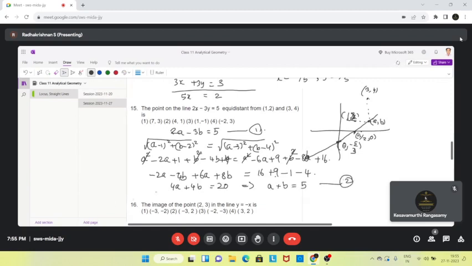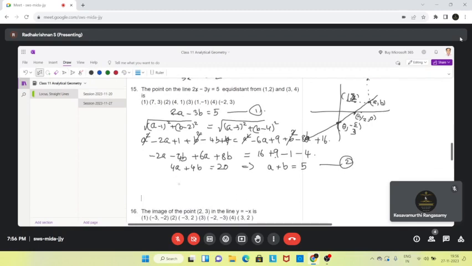So now we got one equation based on the fact that this point lies on this line 2x minus 3y equal to 5. The other based on the fact that it is equidistant from these 2 points. So the a and b coordinates are given by solving these 2 equations. So I'm simply multiplying the second equation by 3 to get 3a plus 3b equal to 15.